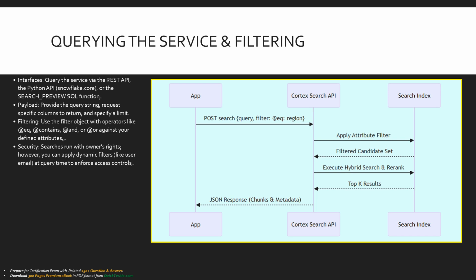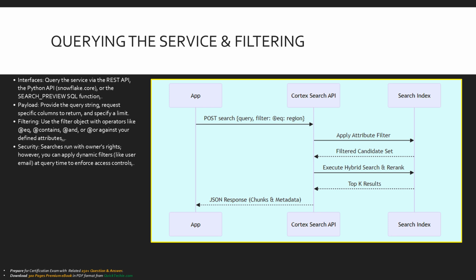Cortex Search provides high-performance endpoints via the REST API and the Snowflake Python API, as well as a search preview SQL function for quick testing. A query payload is simple. You provide the natural language query string, an array of the columns you want returned, and a limit for the number of results. The true power for enterprise apps lies in the filter object.